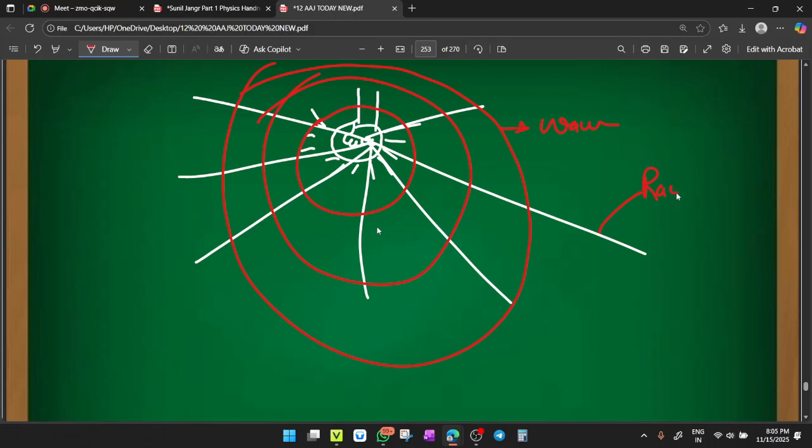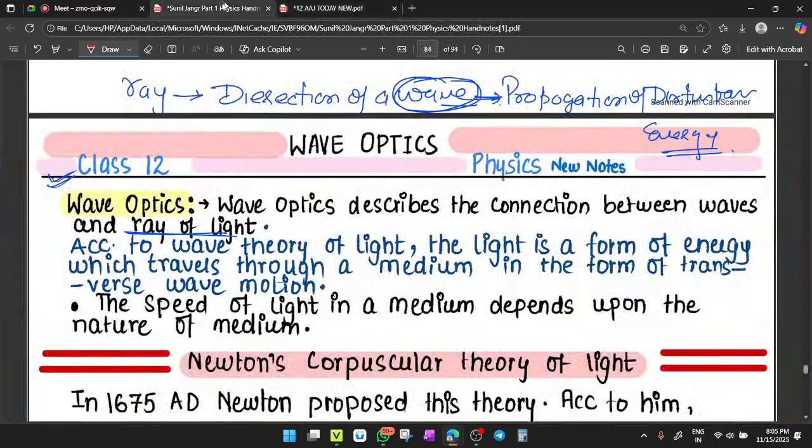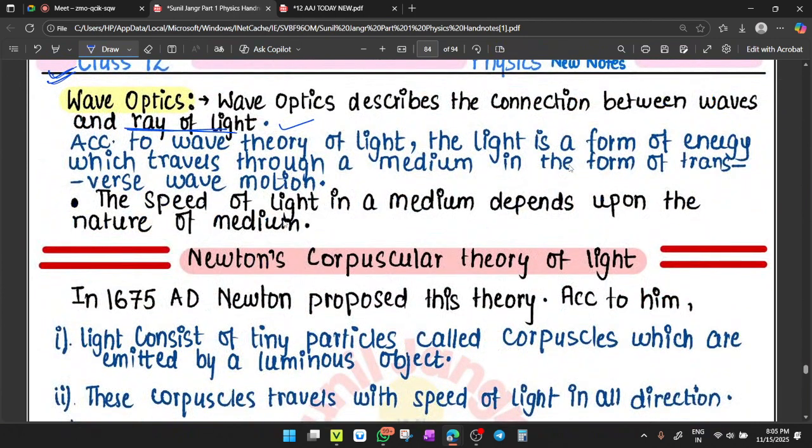So we also have to study the relation between the waves and rays. Clear? Wave optics describes the connection between the wave and ray of a light. According to the wave theory of light, light is a form of energy which travels. So what is a wave? It is the traveling of energy.